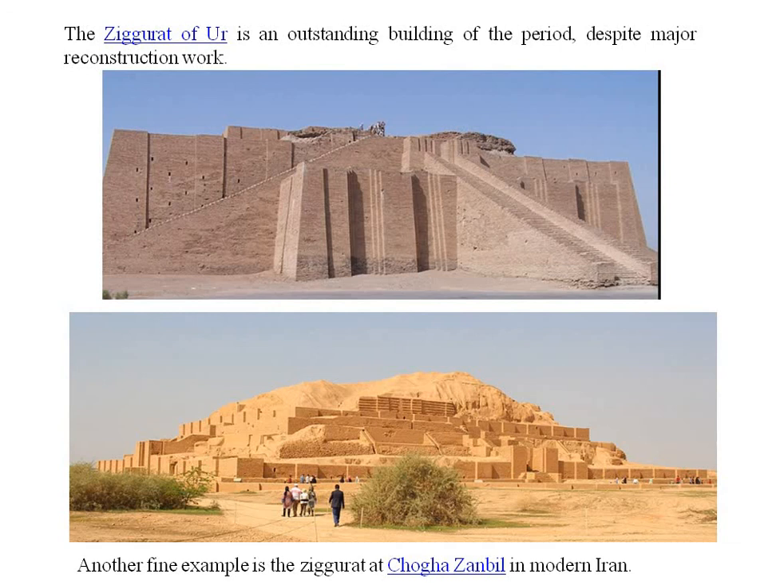Now second, if you can see Chogha Zanbil in modern Iran, a Ziggurat. So this is how it was built in 1900 BC.